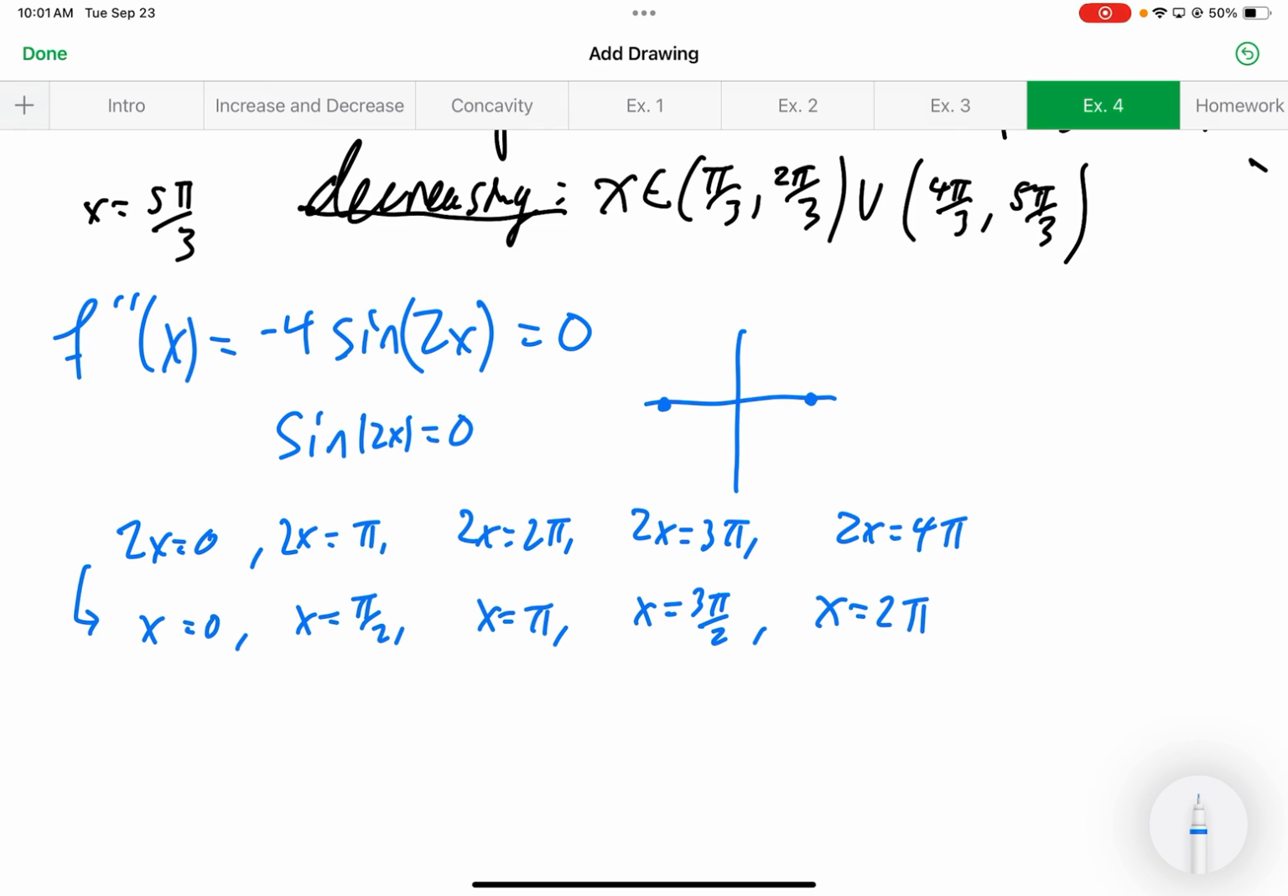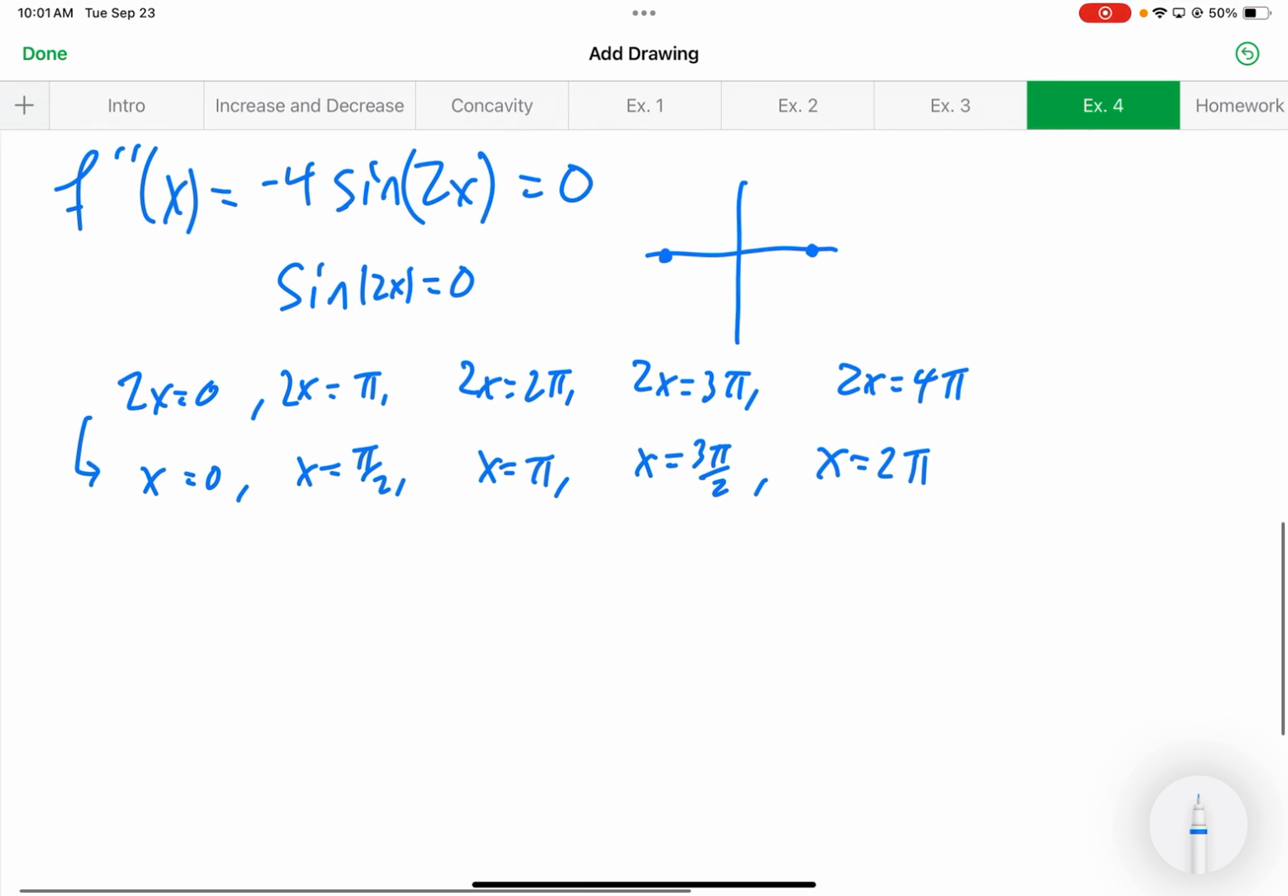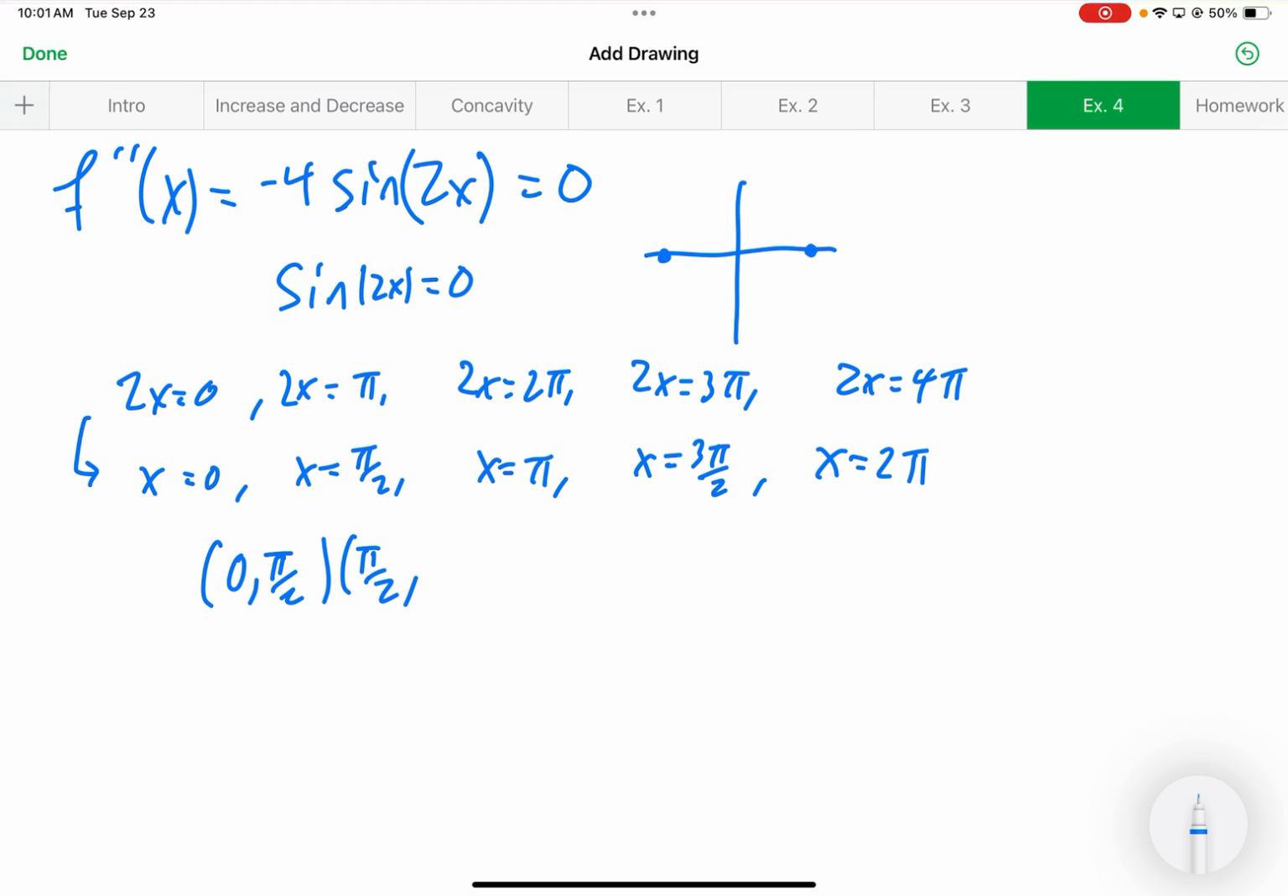2 of those values are endpoints of my interval. So I don't really need to set it up differently for the 0 and the 2 pi. But I would have an interval from 0 to pi over 2, from pi over 2 to pi, from pi to 3 pi over 2, and then from 3 pi over 2 to 2 pi. So only 4 this time.